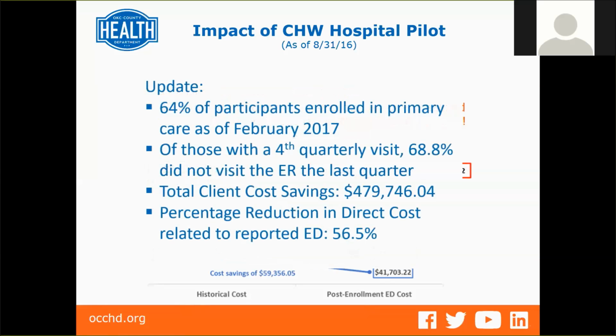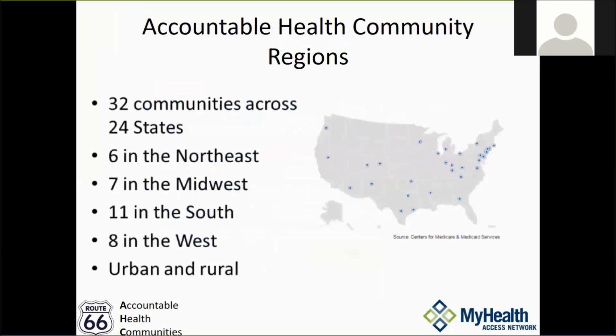So they became believers, and they ran a second pilot, and they were able to show that not only were cost savings in existence, but 2/3 of the participants were enrolled in primary care. Therefore, they had ongoing access to care and services. And those that had a quarterly visit, 70% of them didn't come into the emergency room at all in the last quarter, even though they were high utilizers previously. So the percent reduction in direct cost was almost 60%. So we had that to build on, as our exemplar here in Oklahoma.